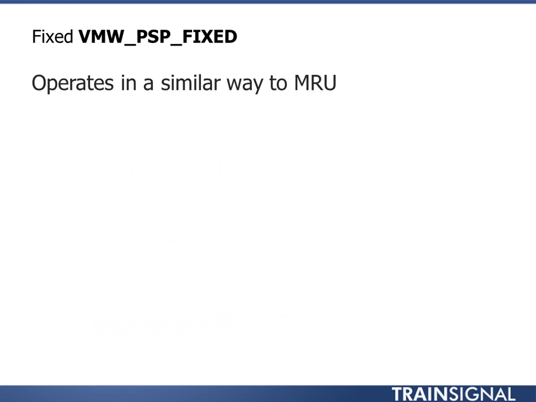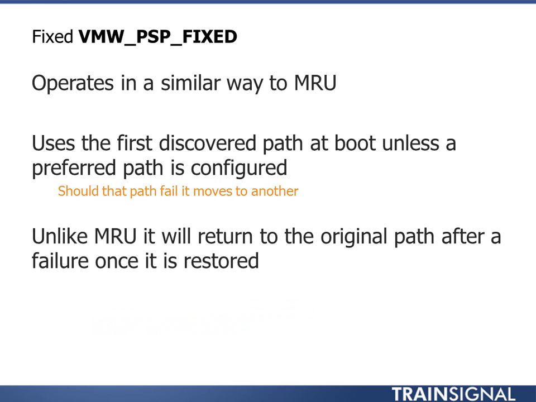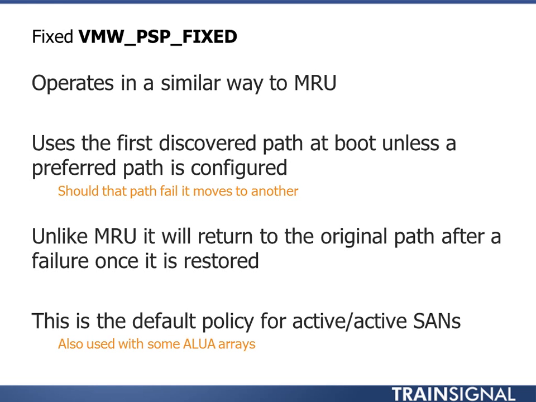You have fixed. It's similar to MRU, uses first path discovered at boot unless a preferred path is configured. Should the path fail, it moves to another. But unlike MRU, it will return to the original path after a failure once restored. This is the default policy for active-active SANs, and it's also used with some ALUA arrays. I believe this is now the default option for VNXs from EMC with current code level that supports ALUA. So again, it's like MRU, but when the original path is restored, it will move back to that path.